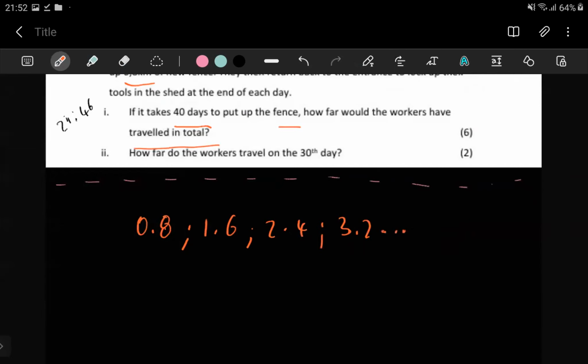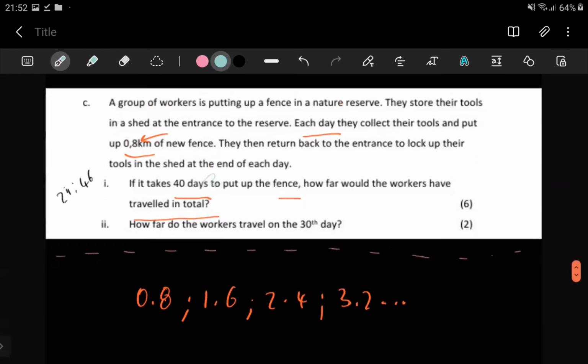Perfect. So with all this being said, we have to be careful now, because the issue is this has to go all the way to 40 days. So somewhere here there's T40 and we don't know what that is, but it almost doesn't matter now because the question is saying they then return back to the entrance to lock up their tools in the shed at the end of each day. It takes 40 days to put up the fence. How far would the workers have traveled in total?